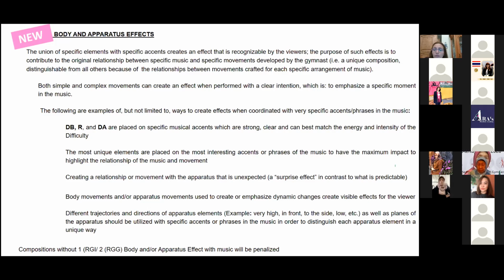So creating this relationship should be a surprise effect. It should not be something I'm expecting. We should use different trajectories. For example, very high throws in front, to the side, planes of the apparatus, levels of the set, different high throws. So they can emphasize the music. The work of the apparatus can also help you to emphasize the music. So in RGI, if we have one missing apparatus effect, it will be penalized. For groups, it's 2.